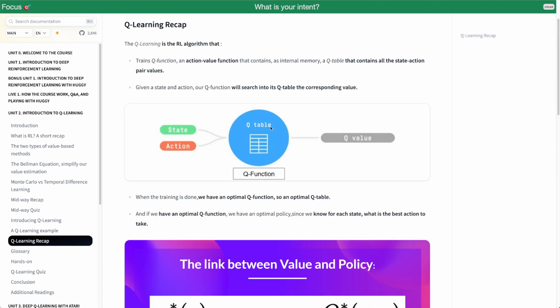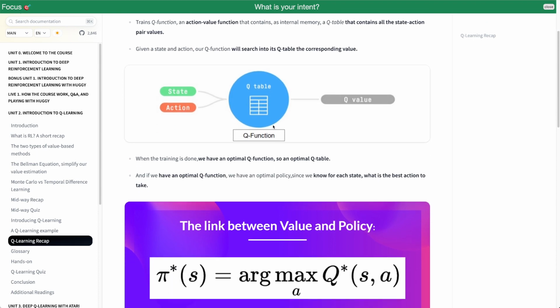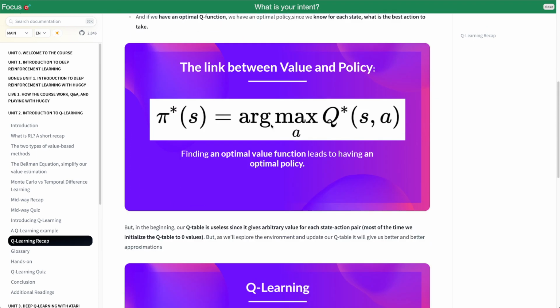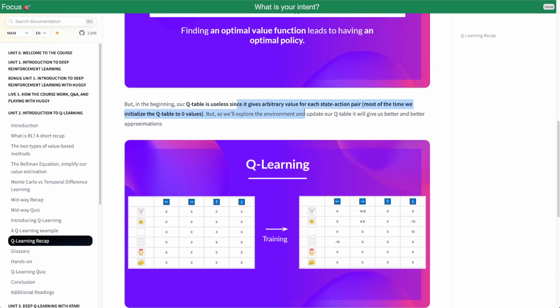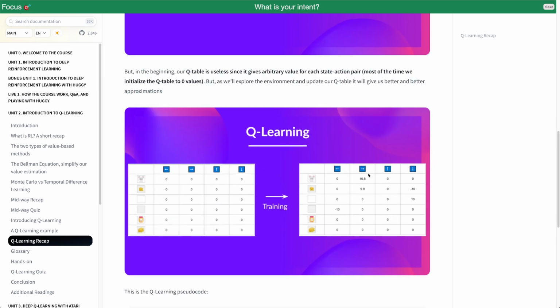Once you fill out this Q table, you imagine there's more and more information about what's good, what's bad, in terms of actions to take. Given any state action pair, what is a good and bad situation? So in the beginning, our Q table is useless since it gives arbitrary values. Oh, okay. So they have a really good example here. As we explore the environment, we update our Q table, it gives us better and better approximations. Okay, this is a very good course, very good diagrams.